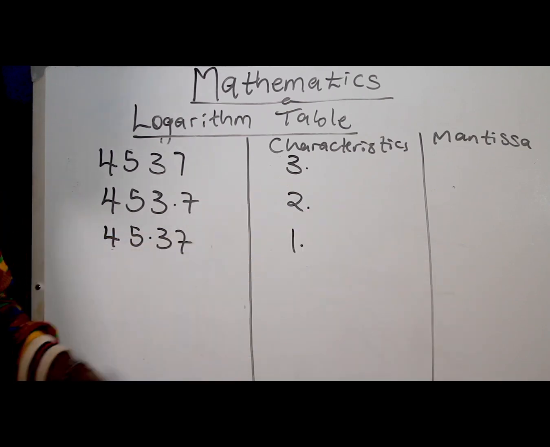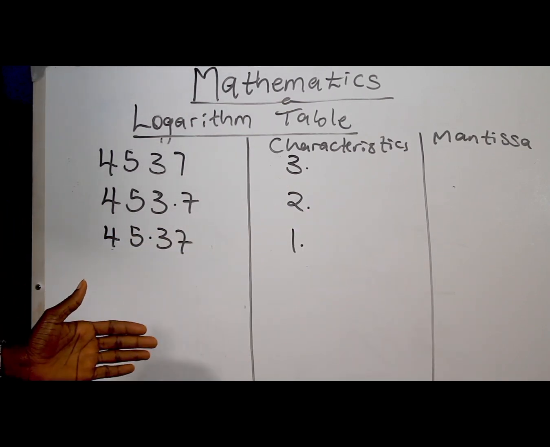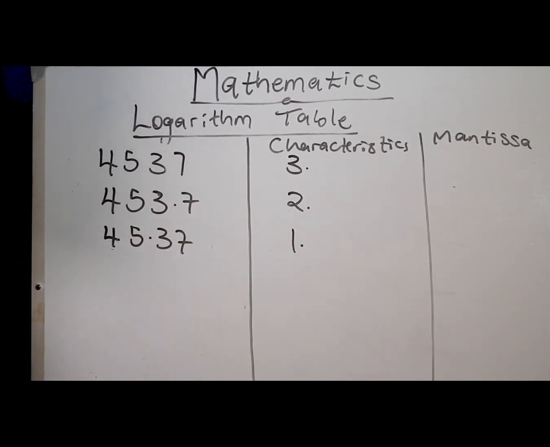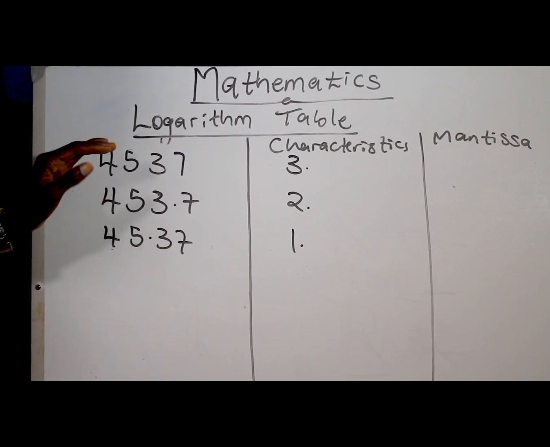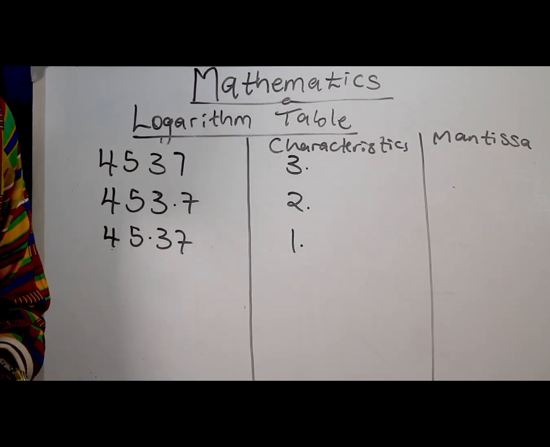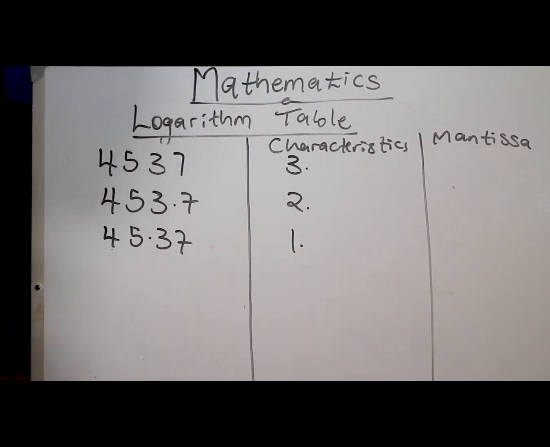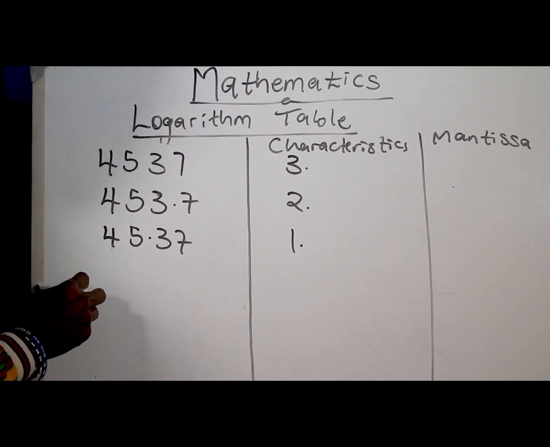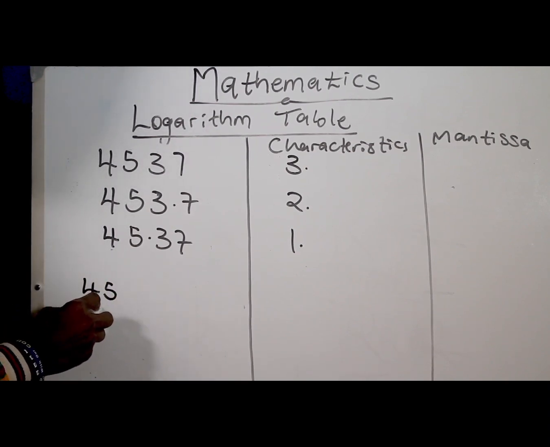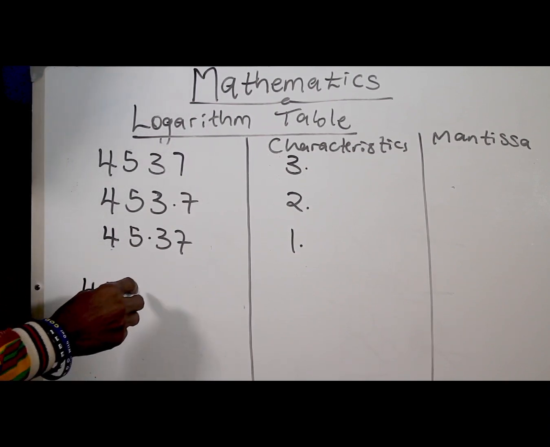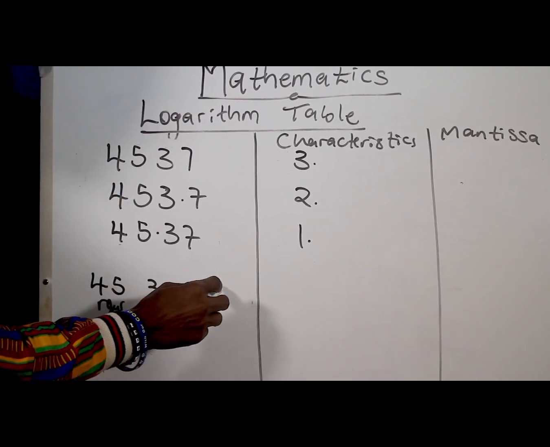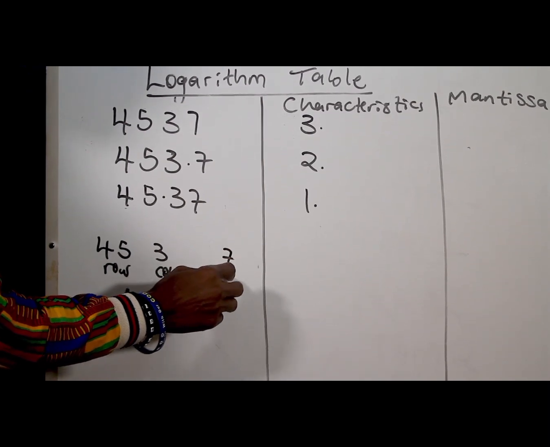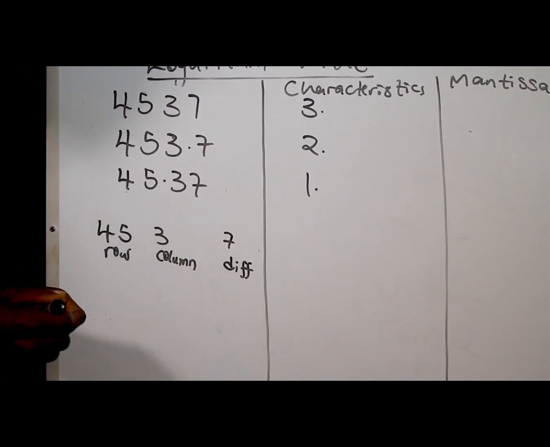Then what about the mantissa? The mantissa is the number after the decimal point. For you to calculate the mantissa, you need to look up the numbers in the log table. So in your log table, you go and search for 45 in the row, and then 3 in the column, and difference of 7. So check for difference of 7.